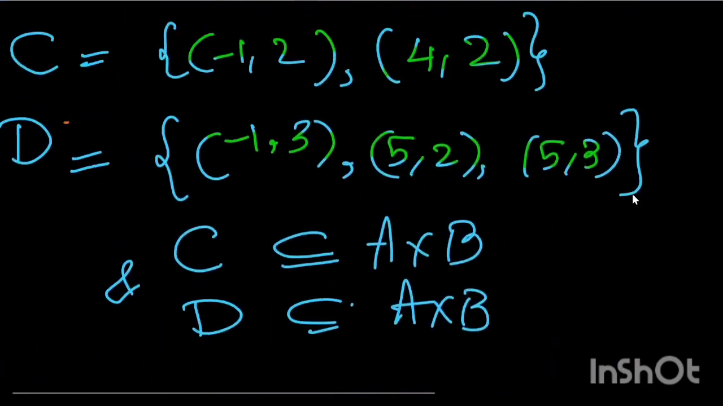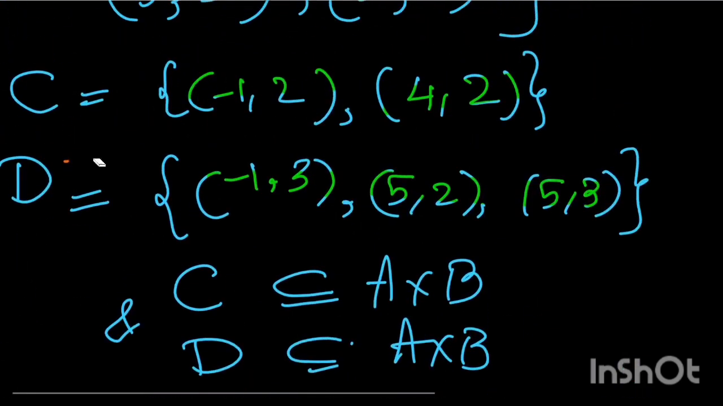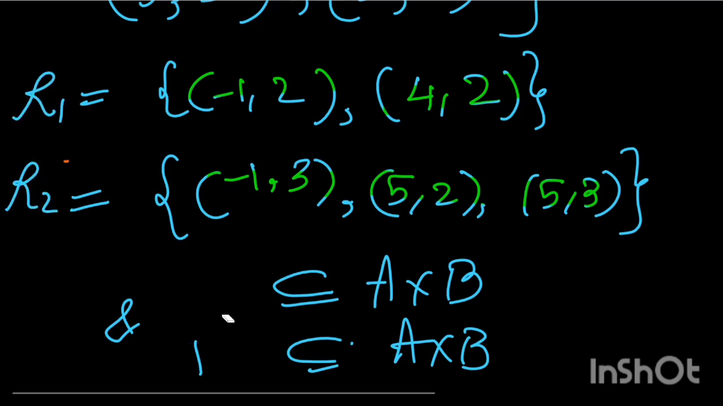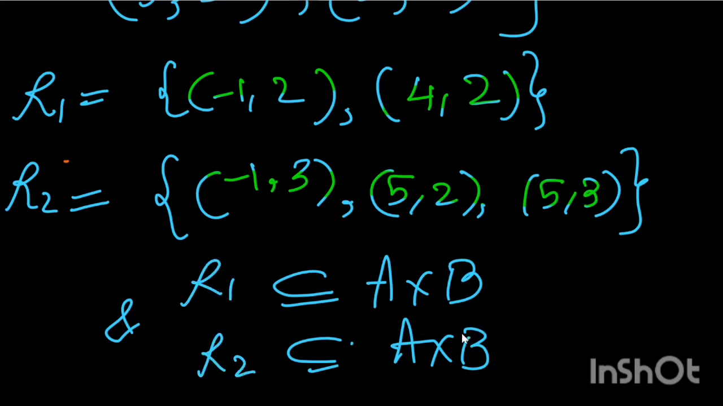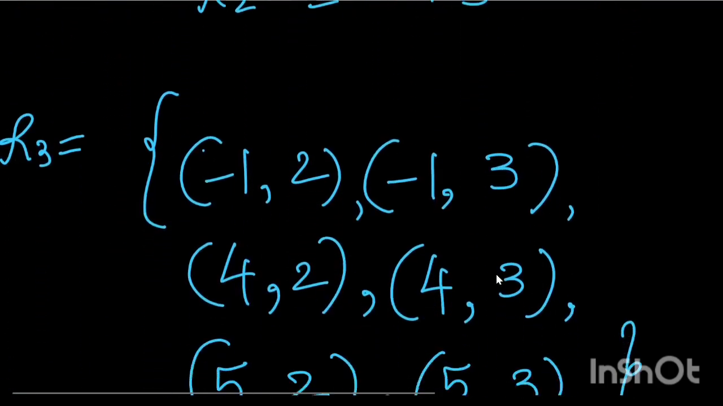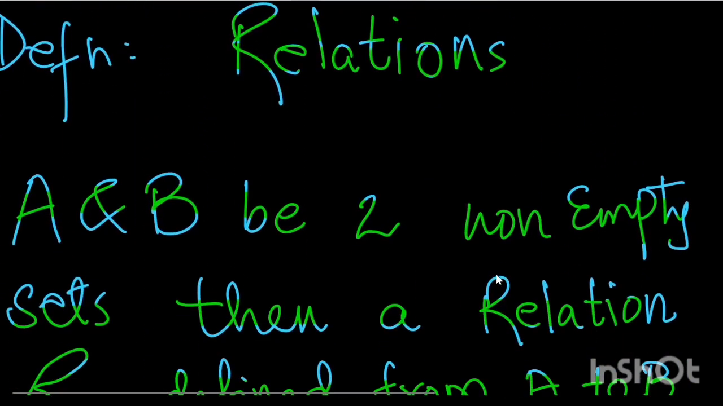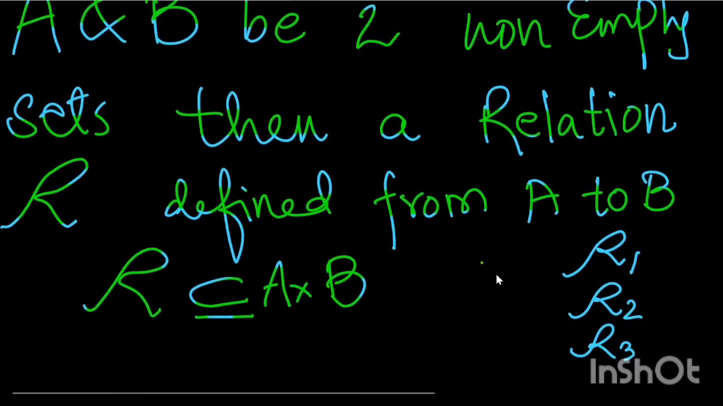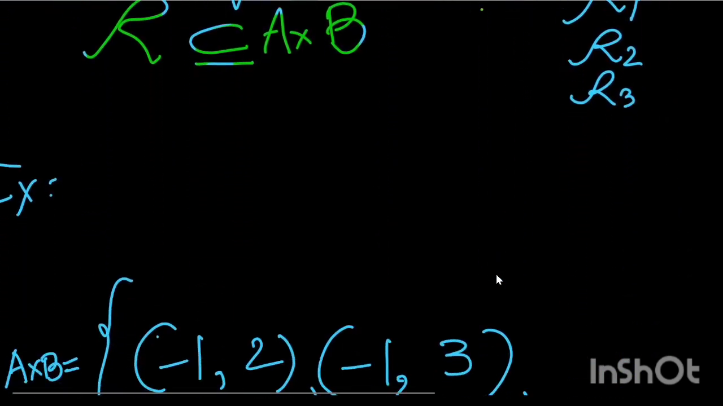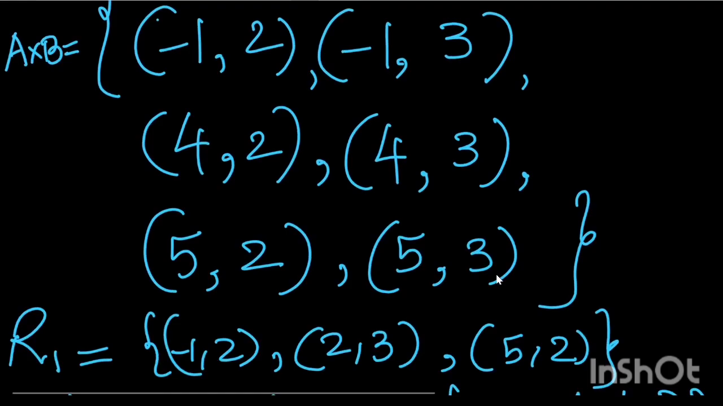In a similar way, let's say these are two relations. This is R1, this is R2. R1 and R2, guys, are also subsets of A cross B. So R1 and R2 are also said to be relations defined from A to B. So this is an example of a relation defined from set A to set B, which is a subset of A cross B. Now see here also A cross B is written.